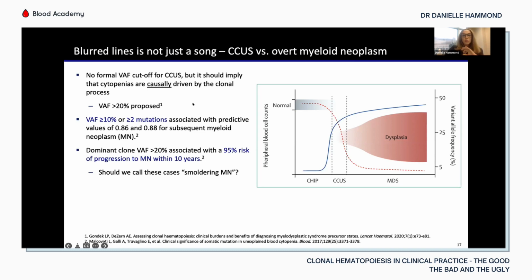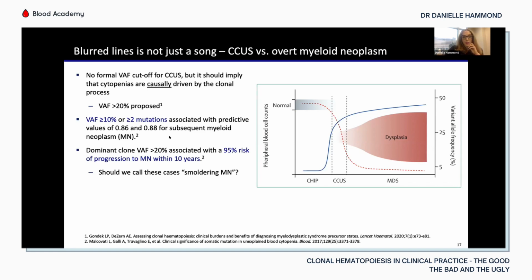So there's no formal VAF cutoff in CCUS, but to believe that the cytopenias are driven by this clonal process, you do have to have a certain degree of clonal burden to believe that the two things are causally linked. So it's been proposed in one editorial that we use a VAF cutoff of 20% or more to say, for example, that an underlying TET2 mutation is the main cause of a given person's, let's say, isolated macrocytic anemia.